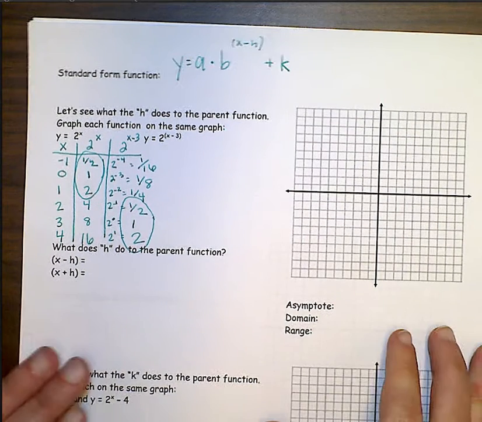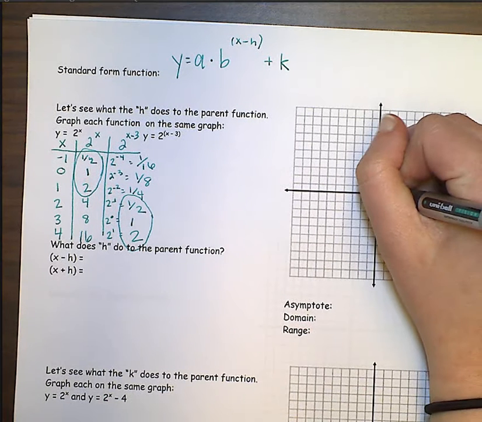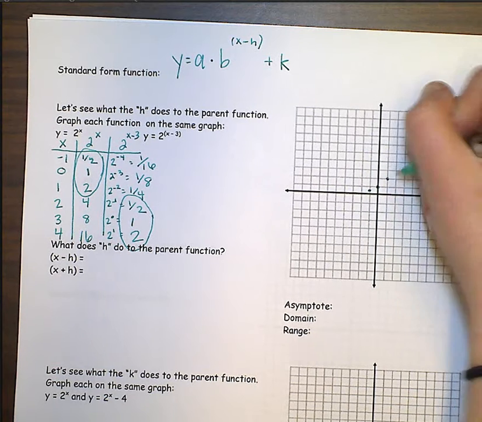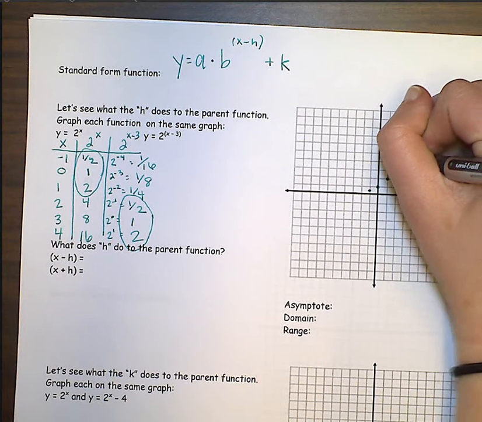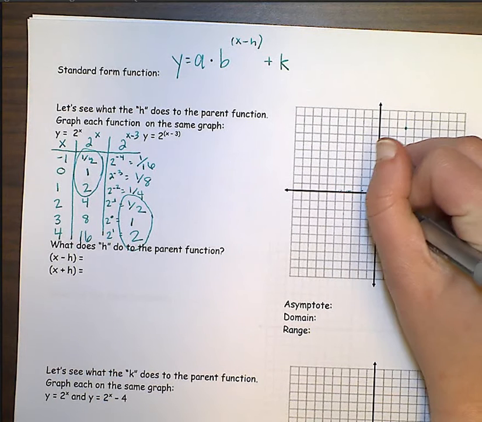If I graph just y = 2 to the x, at -1 I have 1/2, 0 I have 1, 1 I have 2, and we'll keep going. Then I have 4 and 8. That should be enough. Let's graph this with a dotted line. This is our parent function.